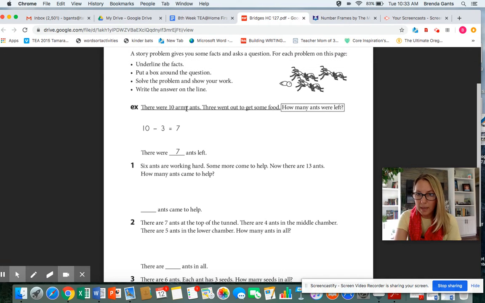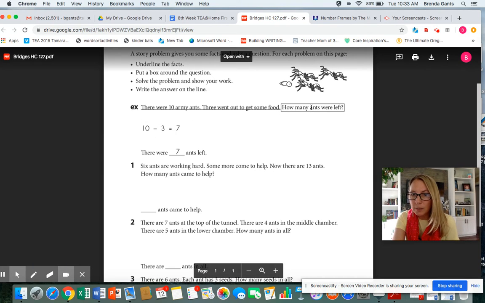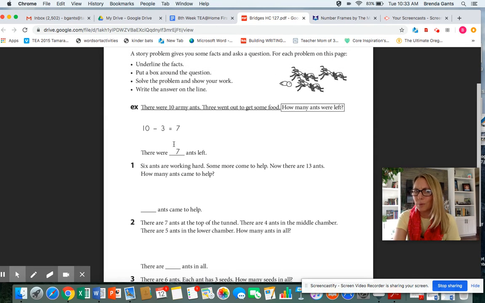So what was the part that we don't know from what's underlined? There were 10 army ants. Well, we know the 10 to start off. 3 went out to get some food. So we know that going out to get something is going to be subtraction. It's going to be something that's taken away. So we knew 10 minus 3. How many ants were left? So the story does not tell us that there were 7. Even though we could probably quickly solve that because we know that the parts of 10 are 3 and 7, just keeping in mind that this is not about solving the problems today. Okay, so 10 minus 3 equals 7.